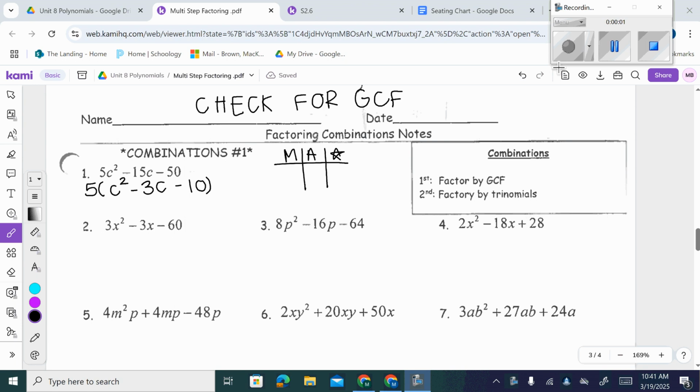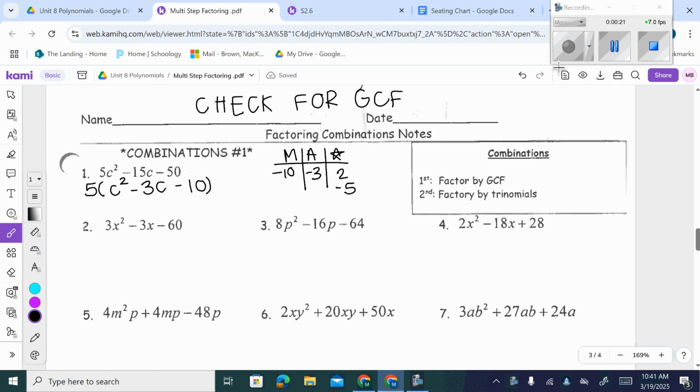Ignore the 5. Pretend like that 5's not there. So negative 10, so I'm going to do 1 times negative 10. And what are you adding to? Negative 3, because this one has a negative 3. All right, what multiplies to negative 10 and adds to negative 3? 2 and negative 5, so a 2 and a negative 5.